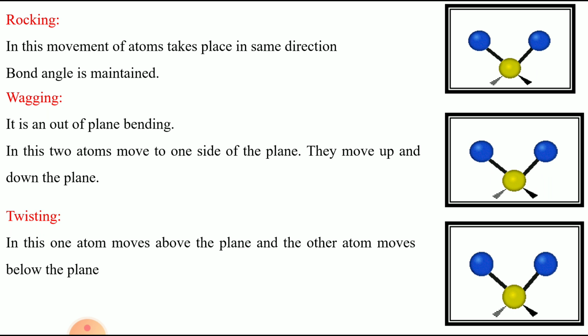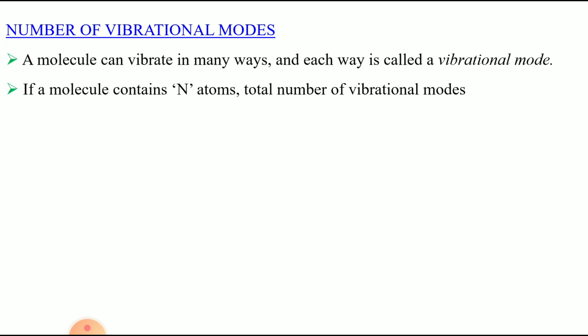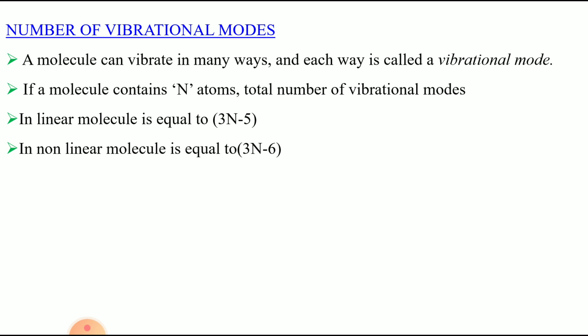And the next one is the number of molecular vibrational frequencies in a molecule. The number of vibrational modes in a molecule is determined by using a formula. Generally we have two types of molecules: one is the linear molecule, another is the non-linear molecule. For linear molecules, the formula is 3n minus 5, where n represents the number of atoms present in a molecule. For non-linear molecules, it is 3n minus 6, where n again represents the number of atoms.